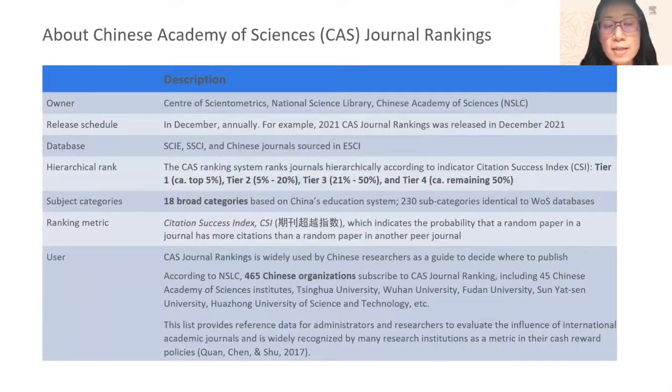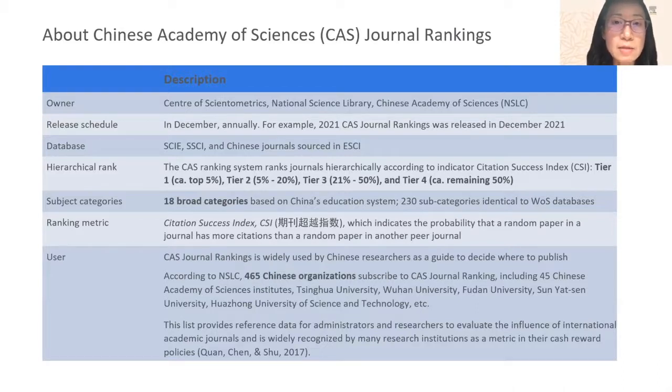So for the next 3 slides, I will briefly talk about the background and certain elements of this CAS Journal Ranking. There are many details, and rather that you read them after this session, here I will give a brief introduction.